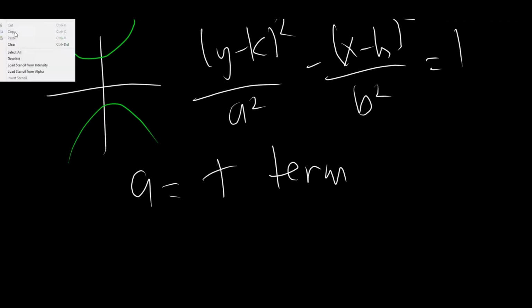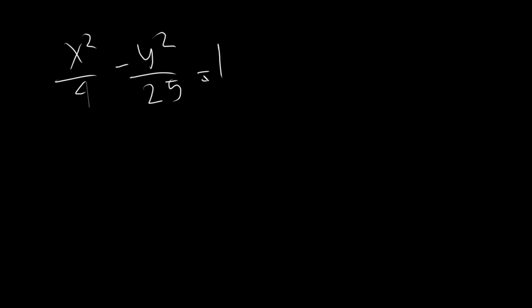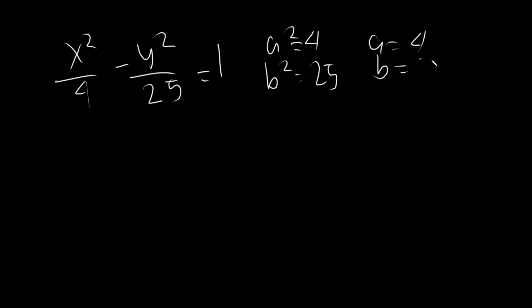Okay, so for example, given the equation x squared over 4 minus y squared over 25 equal to 1. So a squared is 4, since a is the denominator of the positive term, and b squared is equal to 25. So a is equal to 2, b is equal to 5. And your center is at 0, 0.